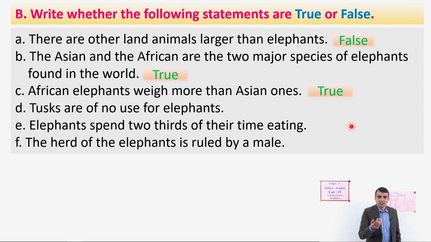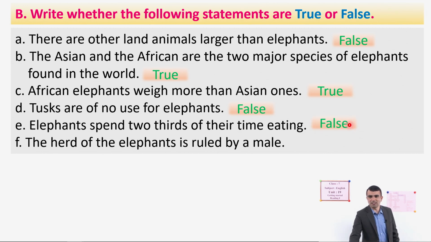The tusks are of no use for elephants. True or false? Do they use tusks? Yes, they use them. So that is false, since no use is given. Number E, elephants spend 2/3 of their time eating. Is it 2/3? Are you sure? You can see here 18 hours. 18 hours is 2/3 of the time out of 24 hours. No, that is false, isn't it?